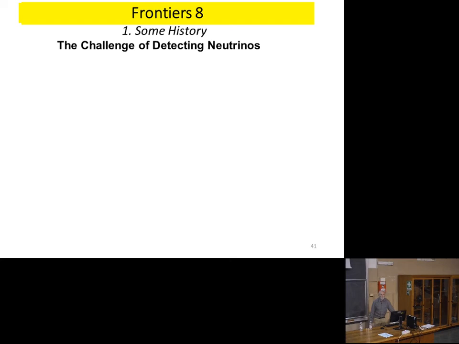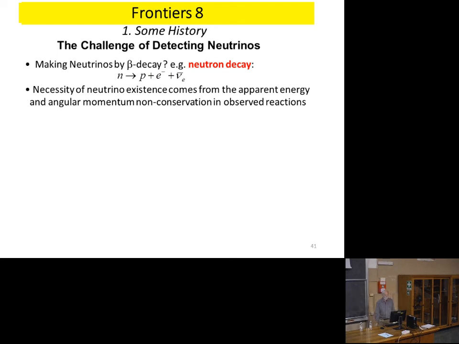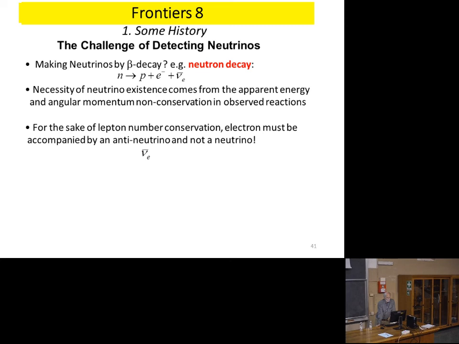Okay, so let's talk about detecting the neutrino then, which is the next piece of history, and then we knew that the neutrino actually existed. And it's kind of an interesting story. Making neutrinos, we make them by beta decay. So a neutron decays and makes an electron neutrino, for example. And we said the necessity comes from conservation of energy and momentum. And for the sake of conserving something that I showed you when we talked about particles, and that is lepton number conservation, the electron has to be accompanied not by a neutrino, but by an anti-neutrino.